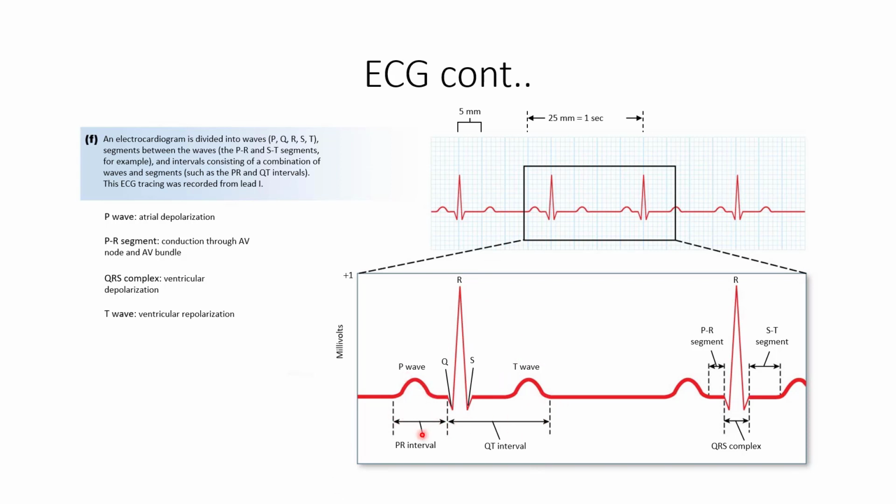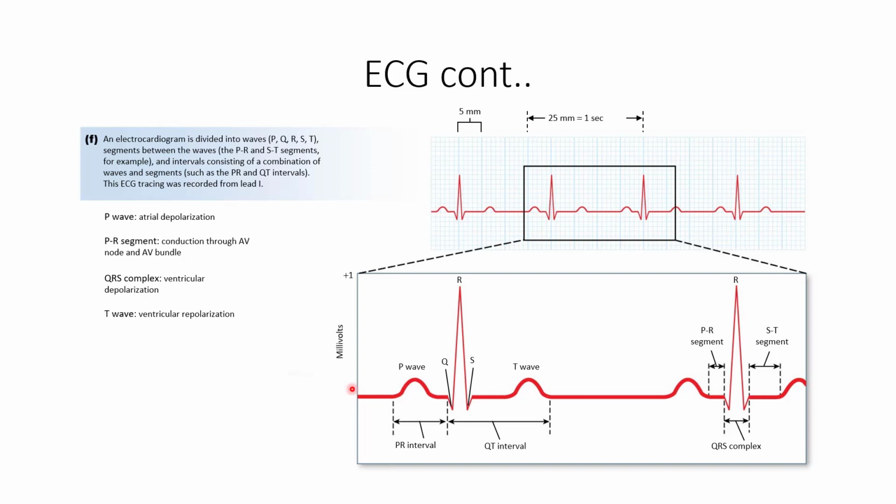So, for instance, the P to R is what we call the PR interval. We can have a QT interval. We can have the PR segment, so at the end of the P before we get to really the Q. That's our PR segment. We can also get an ST segment between S and T. And these are going to correspond to the electrical conductance that is going on in the heart during this time.